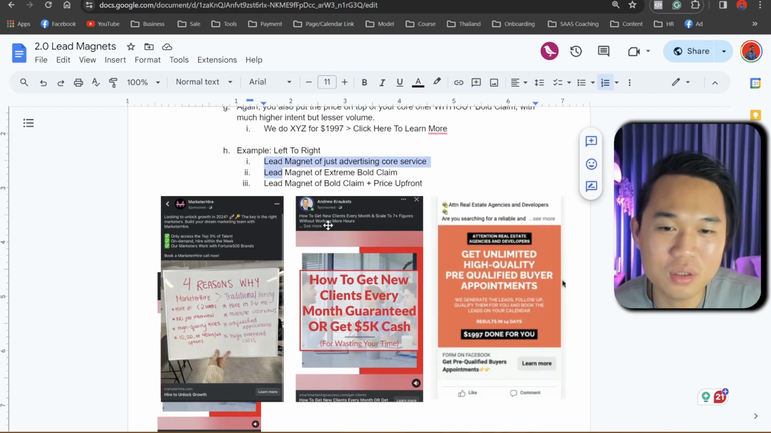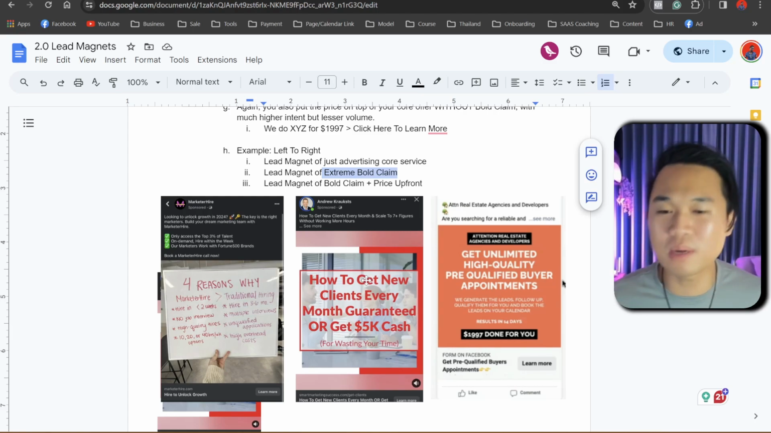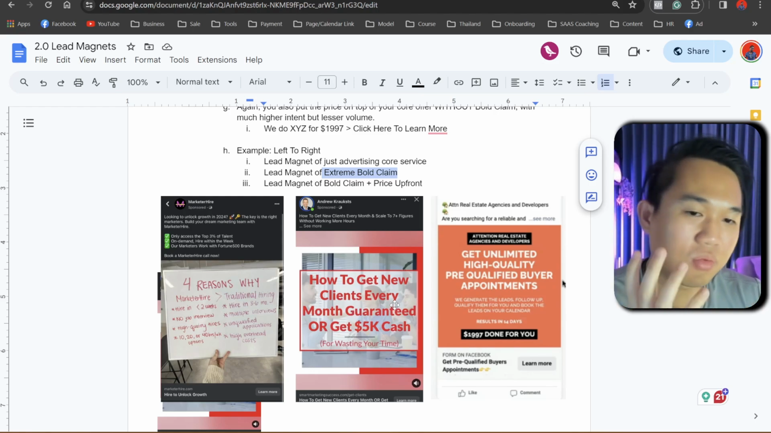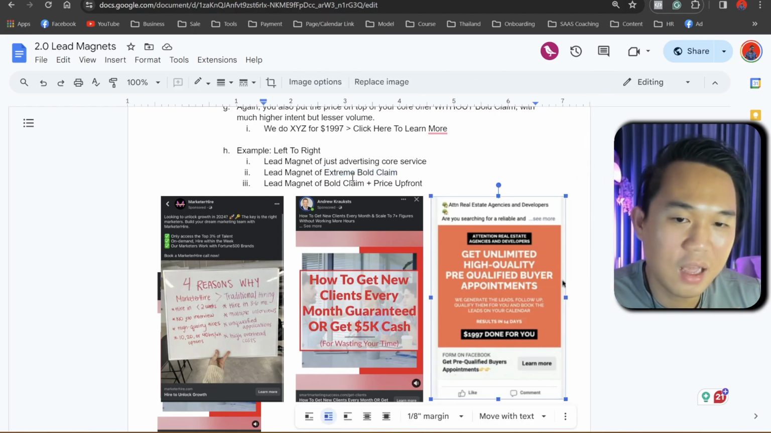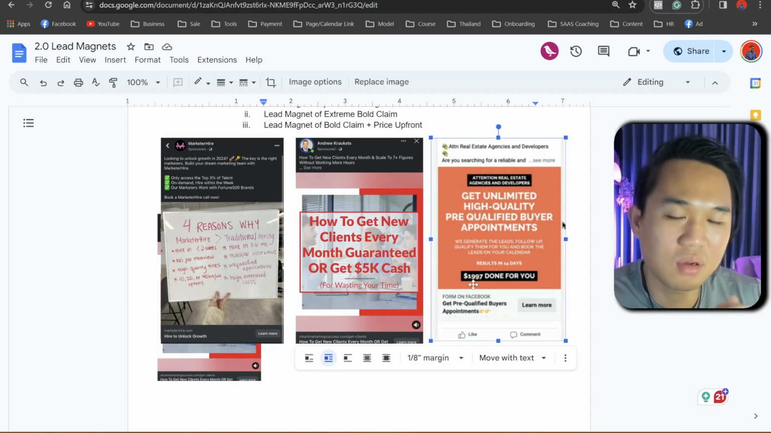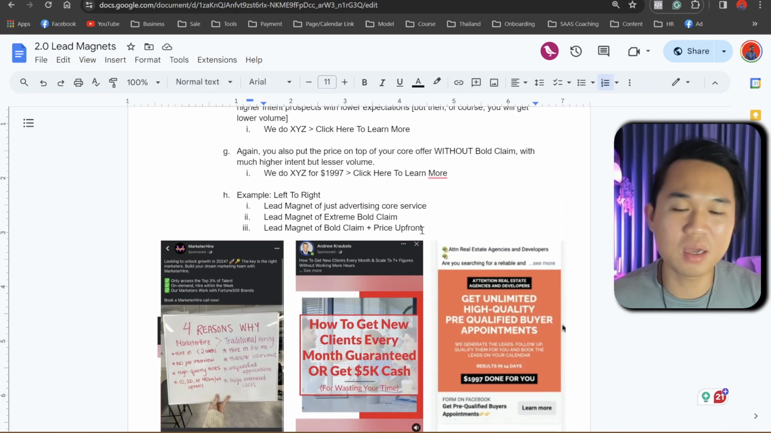The second one is this one, an extreme bold claim, really on the far other end of the spectrum, right? Get new clients every month or get 5K cash back, so you're not wasting your time. So it's a really, really bold claim. Or on the other side, a bold claim with upfront price: get unlimited leads for 1997. Really, the third one is just playing with a bold claim and an upfront price.